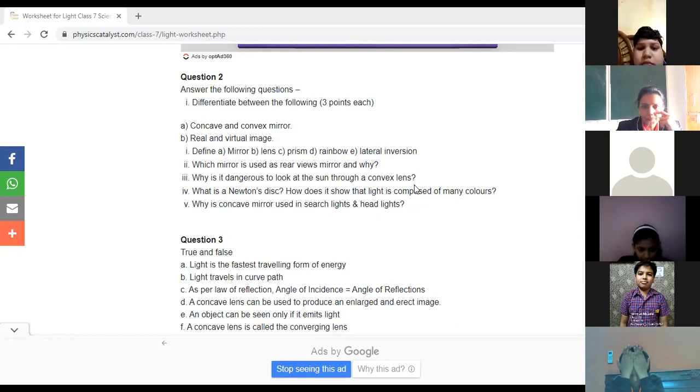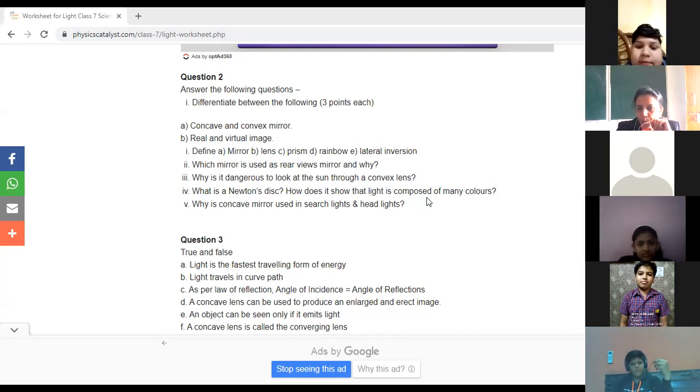What is a Newton's disk? How does it show that light is composed of many colors? What is a Newton disk, can you tell that first? Ma'am, a Newton disk is the segment of the rainbow colors. Okay, it's a segment of rainbow colors. And how is light composed?